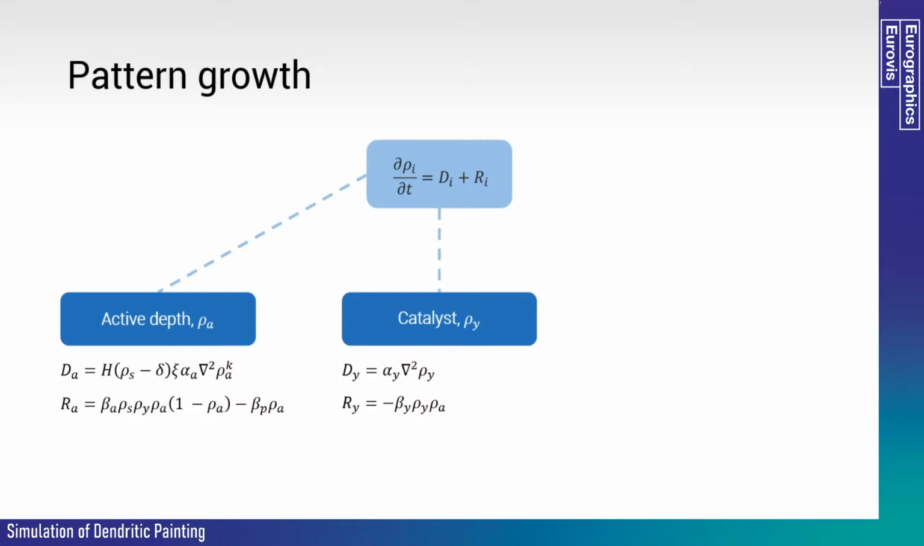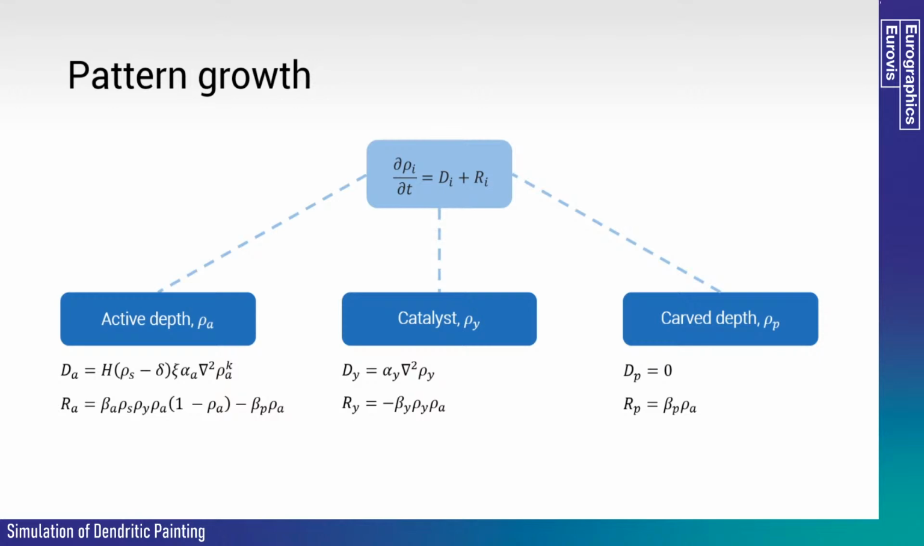The second scalar field that we are going to analyze is the catalyst. Here we have a standard linear diffusion term modulated by its corresponding diffusion coefficient alpha, and a reaction term that is bilinear with respect to the catalyst density and the active pattern depth. Finally, we have the curved depth, which is the simplest one, as the curved pattern evolves only due to the transformation of active depth, so no diffusion is required here.